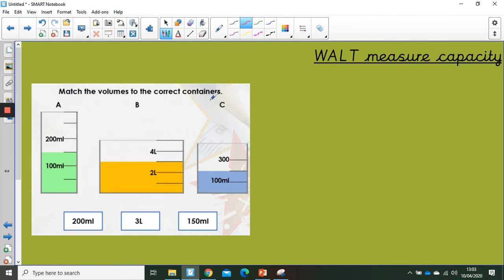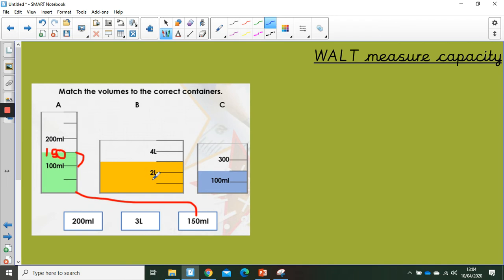We're matching the volumes to the correct containers. We're going to do exactly the same as we've done before. We're going to work out the increments by finding the difference and halving it to find the amount halfway in between. 100 millilitres, 200 millilitres, the difference is 100 millilitres. Half of that is 50, each increment goes up in 50s. 100 add 50 is 150. Not forgetting our units of measure, 150 millilitres.